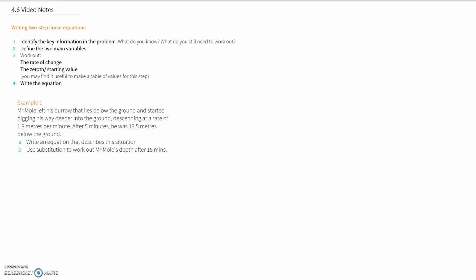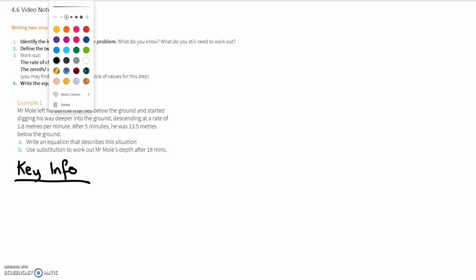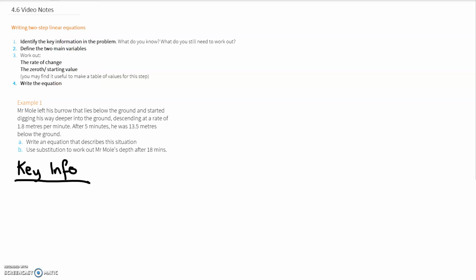So let's actually read the information. Mr. Mole left his burrow that lies below the ground, that's important, and started digging his way deeper into the ground. So I'm actually going to start drawing my key information so that I don't miss anything. So let's draw a cute little Mr. Mole in his burrow. And I have a terrible burrow, and here's Mr. Mole with some cute little terrible legs. He's gorgeous, and anyone who says otherwise is wrong. He's beautiful.